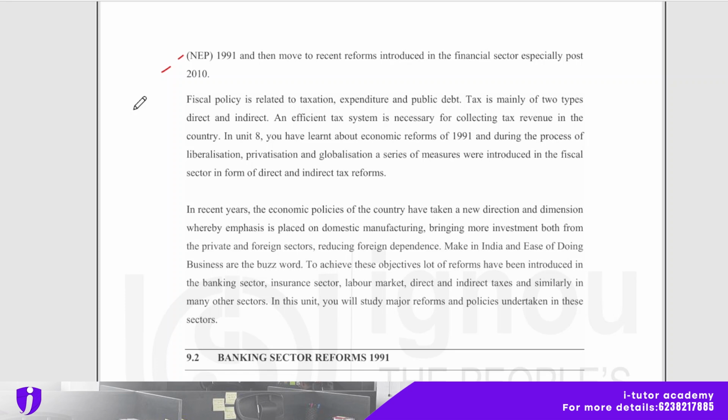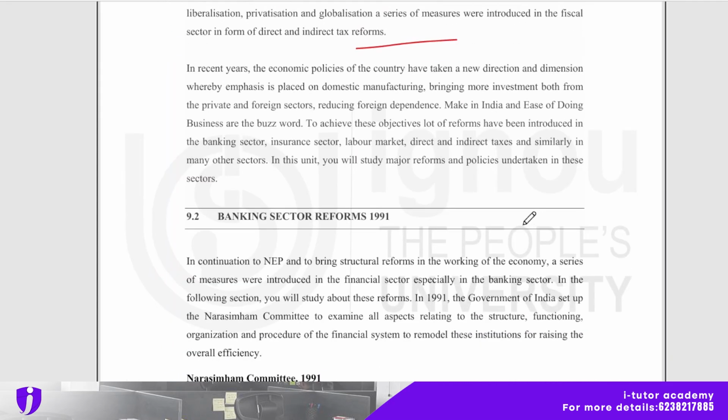In Unit 8, you have learned about the economic reform of 1991, and during the process of liberalization, privatization and globalization, a series of measures were introduced in the fiscal sector in the form of direct and indirect tax reform. In recent years, the economic policies of the country have taken a new direction and dimension whereby emphasis is placed on domestic manufacturing, bringing more investment both from the private and foreign sectors, reducing foreign dependence. Make in India and ease of doing business are the buzzwords.